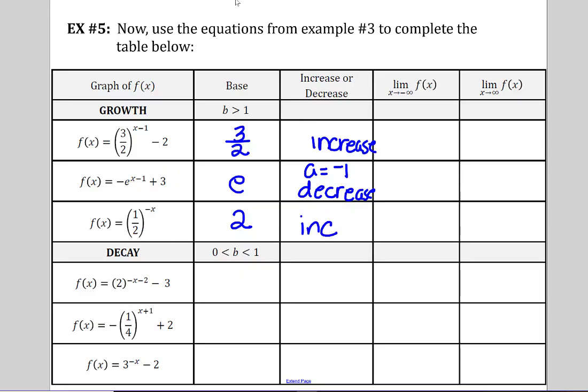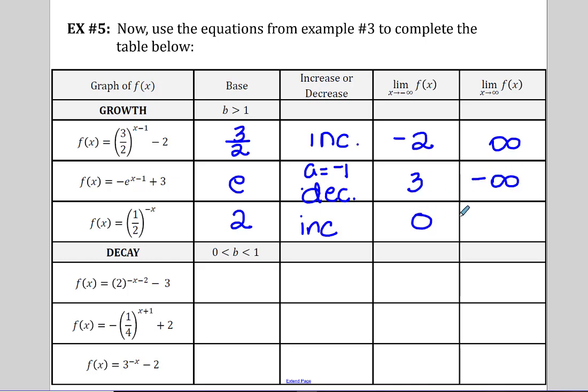I'm going to abbreviate. It'll look prettier. Decrease. This one's increase. This one's decrease. This one's increase. And this, the graph went toward -2 and then up. This one went to 3 and then down. And this one went to 0 and then up.